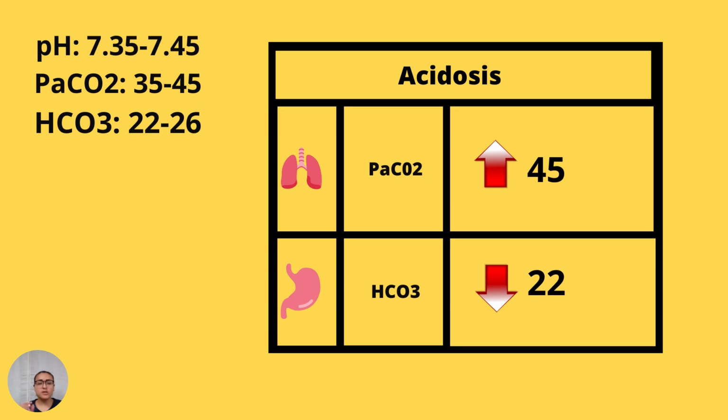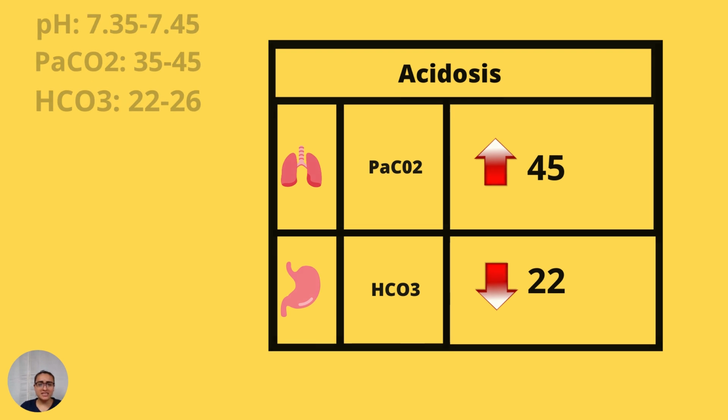So please try to remember the normal level for pH because that will let you know which one is acidosis or which one is alkalosis. So now that we know when a situation is acidosis, I'm going to teach you how to identify when it's a respiratory and a metabolic acidosis. When your PaCO2 is higher than 45, that means that's a respiratory acidosis. But when your HCO3 is lower than 22, that's a metabolic acidosis.